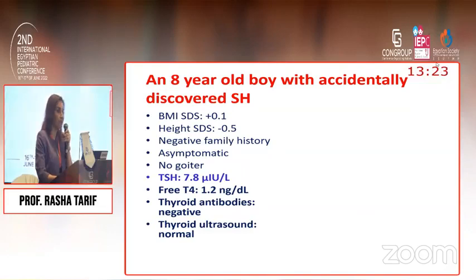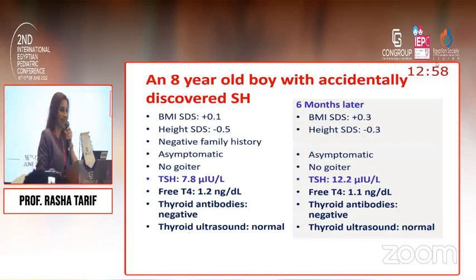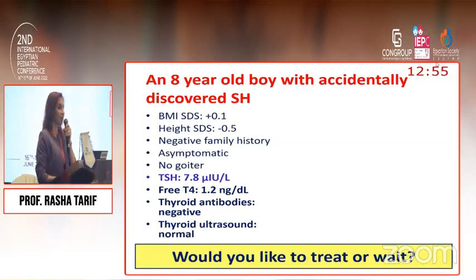His BMI and height are normal, negative family history, he is asymptomatic, there is no goiter, the TSH is highish, 7.8. The T4 is normal, the antibodies are negative, and the ultrasound is normal. Would you like to treat or wait? Who would like to treat this child? Can you raise your hand? Only one? Okay. So we do not need to treat this child because TSH did not exceed 10.